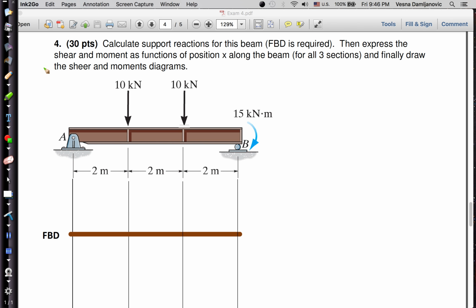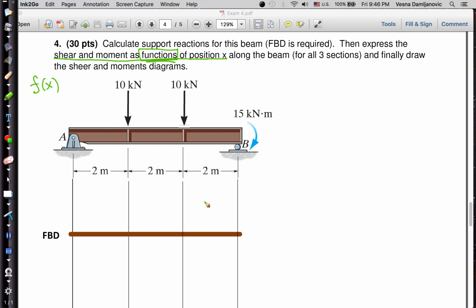Okay? So shear and moment as functions of position x. Functions. What does that mean? F of x. That's a function of x. That means whatever the function's name is, you put it instead of this f, and then you attach parentheses with x inside. That means a function of x. Okay. So what do we need to solve here?